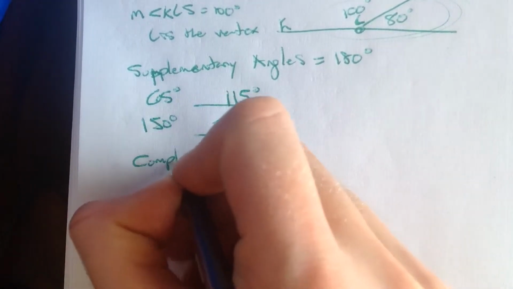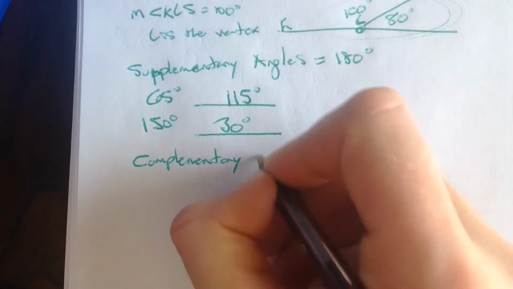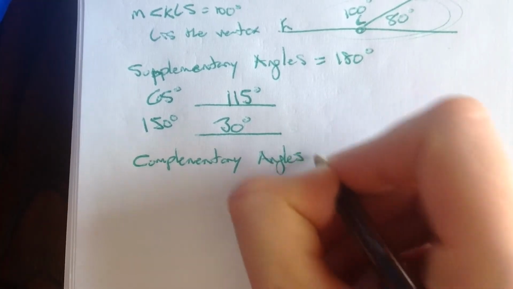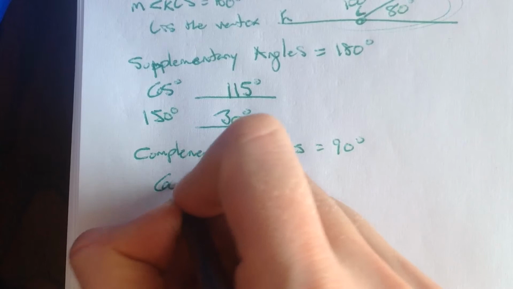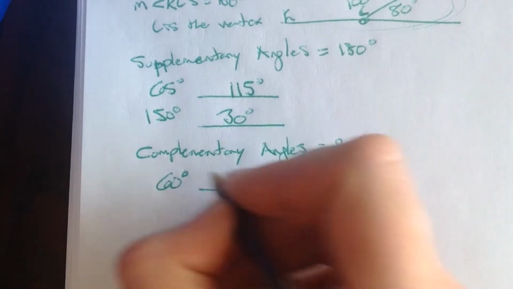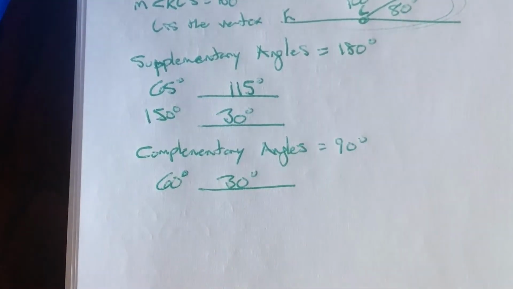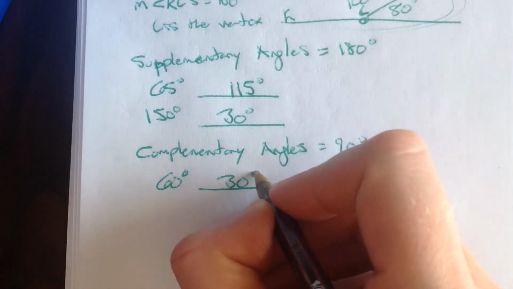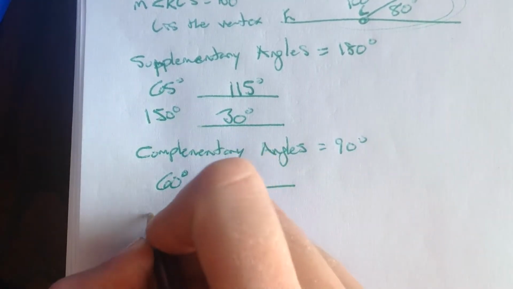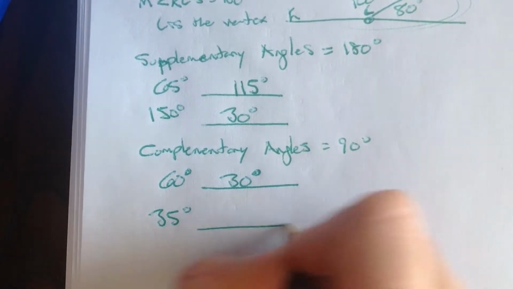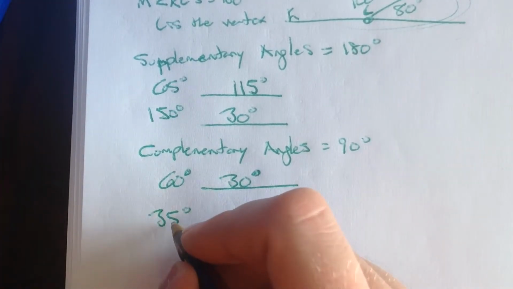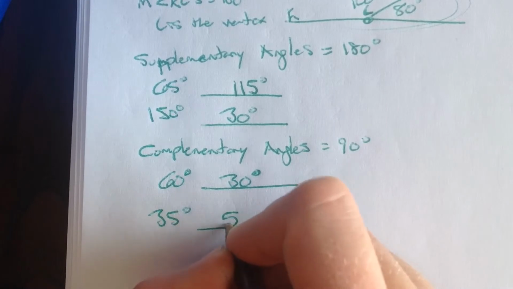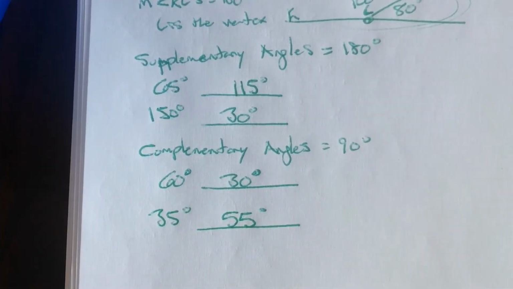Complementary angles, on the other hand, add up to 90. So they add up to that right angle. So if I'm given that something's 60 degrees and I want to find the complementary angle to it, I would say 90 minus 60, which is 30. If I was given that I have a 35-degree angle and I want to find a complementary angle to it, I would say, well, 90 minus 35 is 55 degrees.